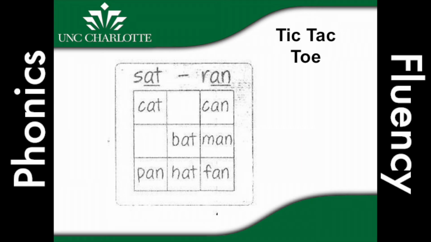One is Tic Tac Toe. You create your regular Tic Tac Toe board, and each player, so you can be a player, or if you have two learners, they can each be a player, chooses a different word family ending. For example, I'm going to be the "at" family, and you, Steve, are going to be the "ig" family. So if I'm "at," I'm going to think of an "at" word that makes sense, and I'm going to write it here.